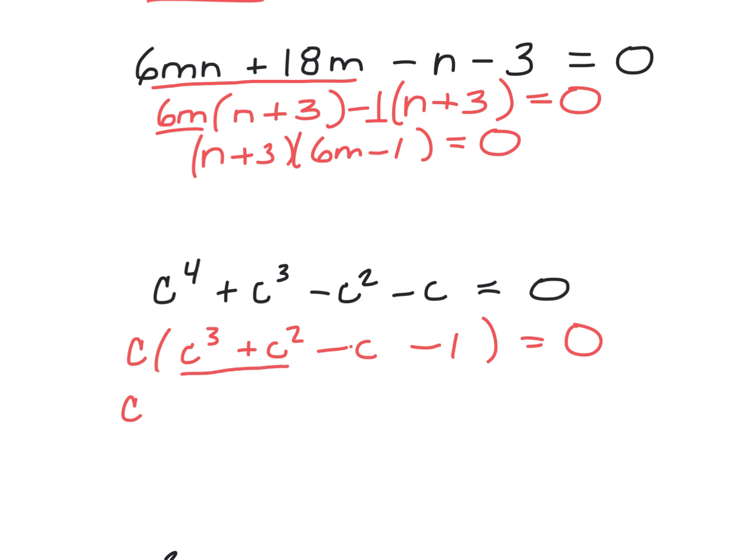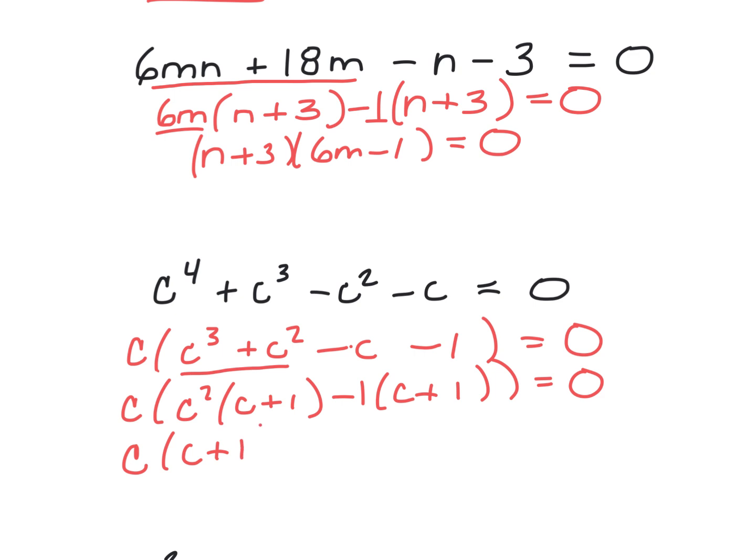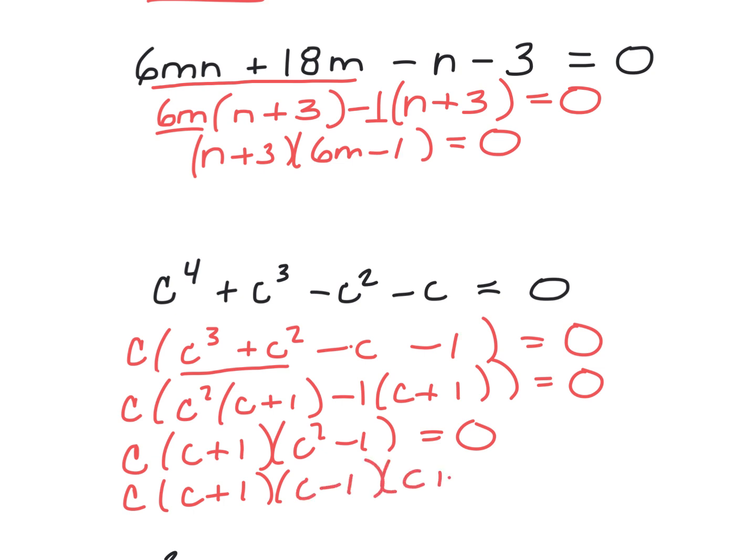And then for these, I could take out a c squared, which would leave me with c plus 1. I need a c plus 1 here. That means I'm taking out a negative 1. And then it gets really fun. Now we're going to have c, bring that down. And then I'm going to have c plus 1. Taking that out, I'd be left with c squared minus 1. Which, it even gets more fun, that is difference of squares. And that would be c minus 1 and c plus 1.